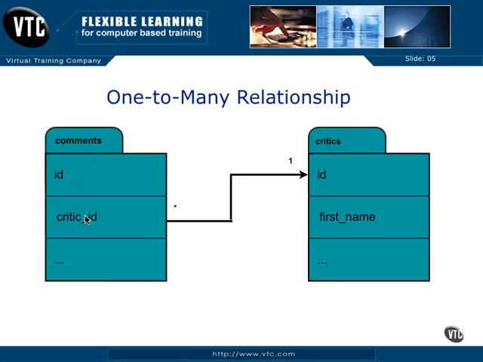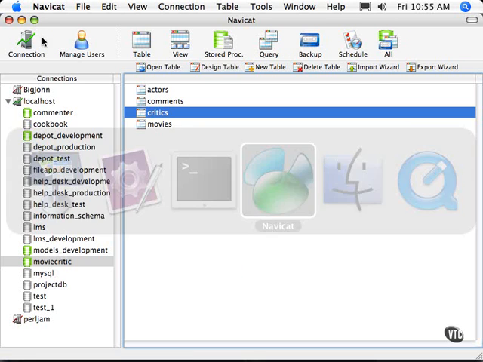We'll look at the movie and comments relationship in a later video. In this video, we're going to concentrate on the critics to comments relationship. So a critic will have multiple comments. That relationship is established through the foreign key of critic_ID located in the comments table, and this is important to recognize. So let's go take a look at our database first.